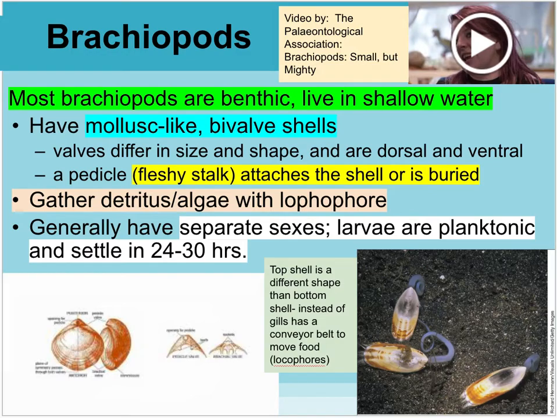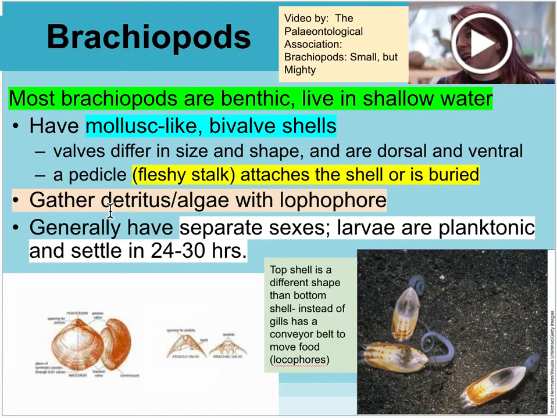The brachiopods are benthic. They live on the bottom. These guys have two different shells. So the top shell is a different shape than the bottom shell. If you think of mollusks or bivalves, you might think, oh, that's just like a clam. But it's not, because they have two different shaped shells. They also have a fleshy stalk that they put into the sand to help them be upright.